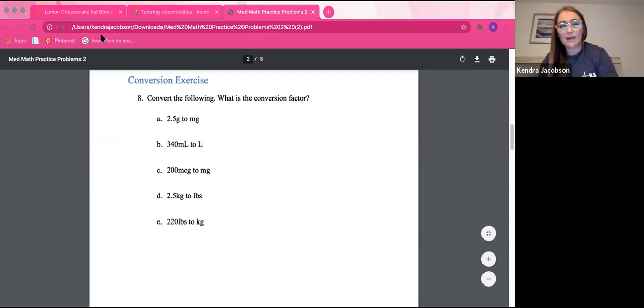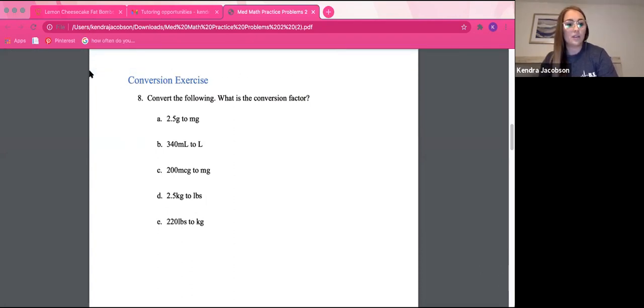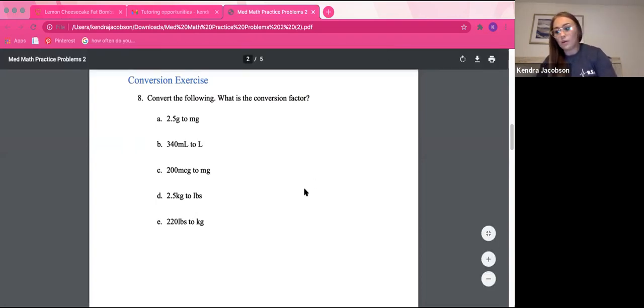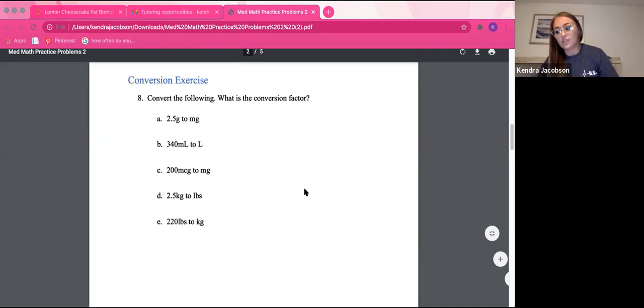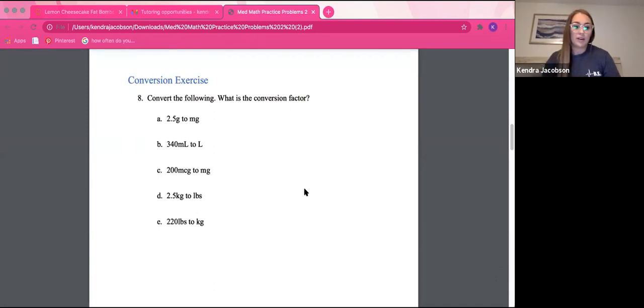So from the chat box, I am seeing that I've totally been neglecting this whole time because I forgot it was there. I'm seeing 0.2 milligrams, and that is correct. So it will be 0.2 milligrams per microgram.